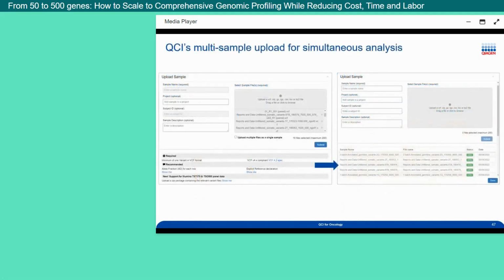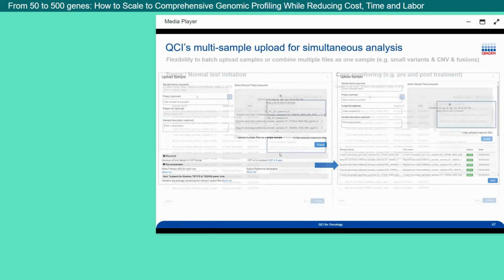So how does QCI handle multi-sample upload for simultaneous analysis? QCI can upload up to 200 samples, where you basically drag and drop your samples to the uploader, and then subsequently these samples get validated and uploaded to QCI's sample management.